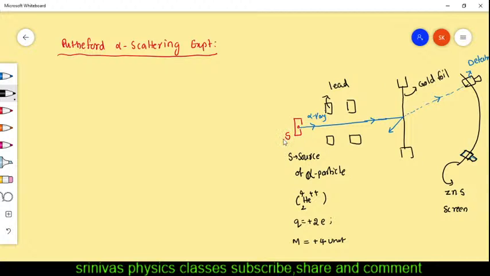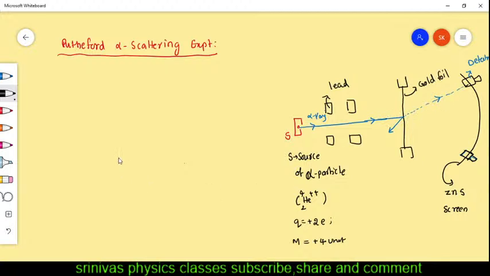Once again, listen carefully. S is the source of alpha particles. The alpha particles are emitted from the source and pass through the gap between the lead plates, and this gap makes a narrow beam of alpha particles. It is allowed to be incident on the gold foil. Then when the alpha particles pass through the gold foil, they will be scattered.